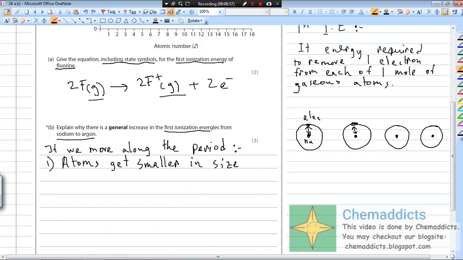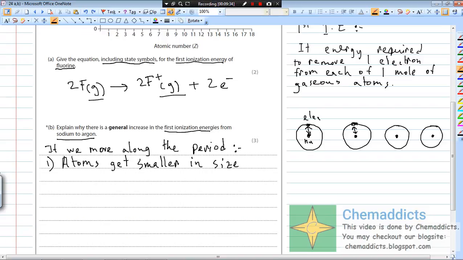Along the period 2, the number of inner shells is, sorry, the number of inner shells is 1, I guess. Let us see, this is period 1, 2, 3. Yeah, so the number of inner shells remains the same.